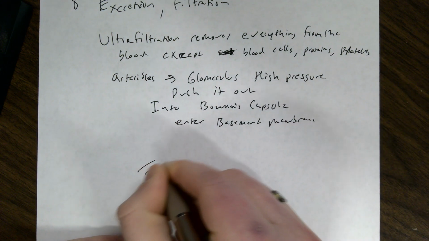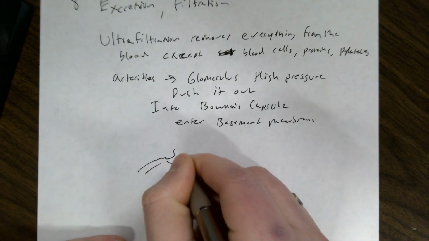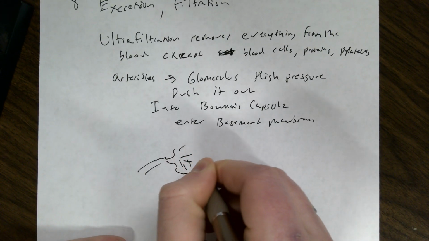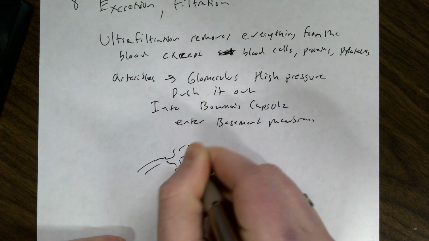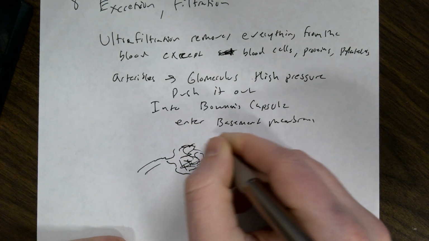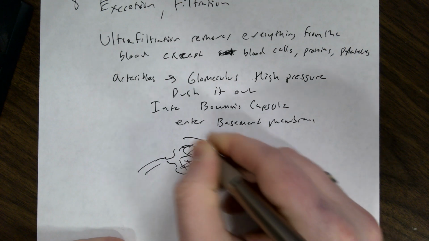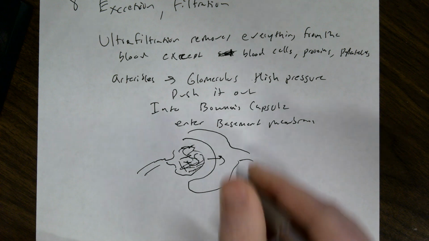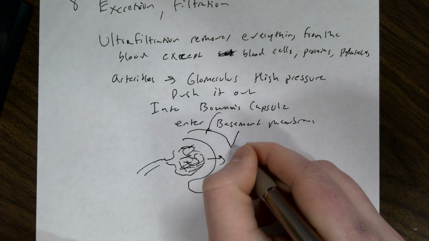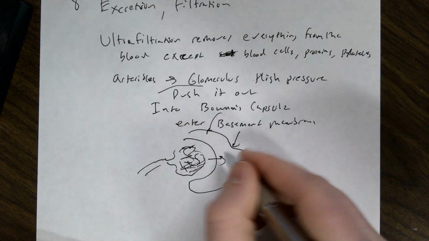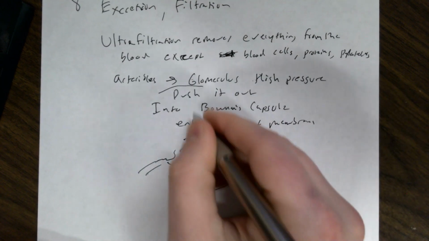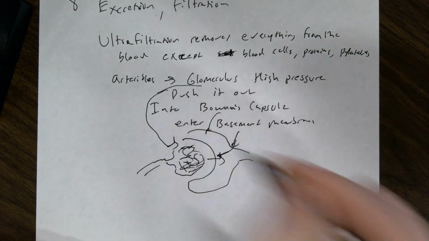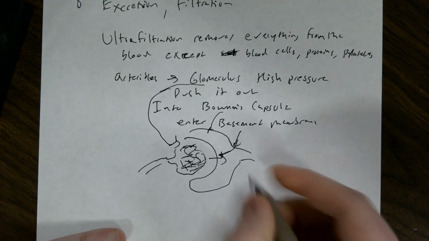So it looks like this: it goes round, branch, branch, branch, branch, branch, glomerulus, super branchy. Then the Bowman's capsule looks like this, and the basement membrane's right here. So you have Bowman's capsule, basement membrane, and then this is the glomerulus, the splitting of the arteriole.